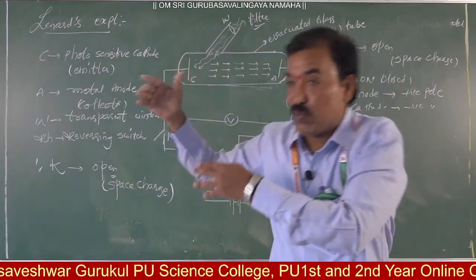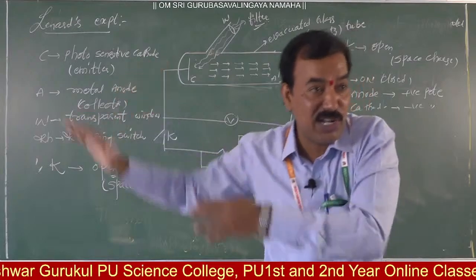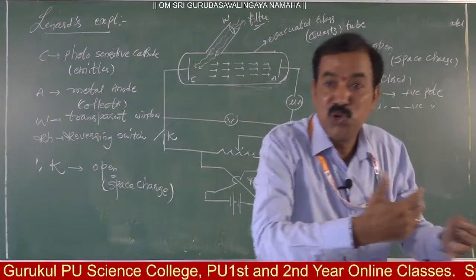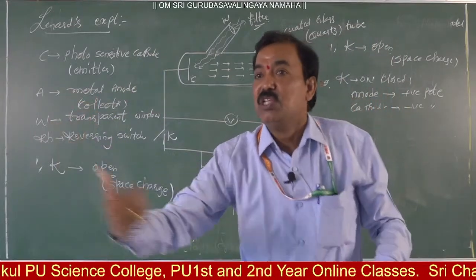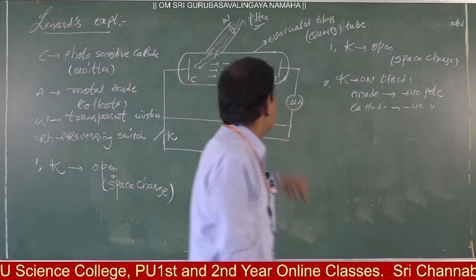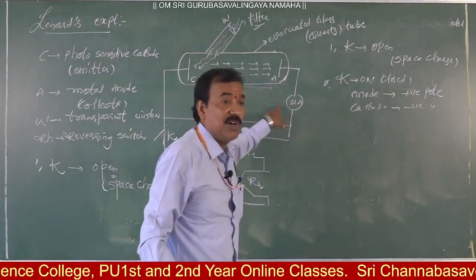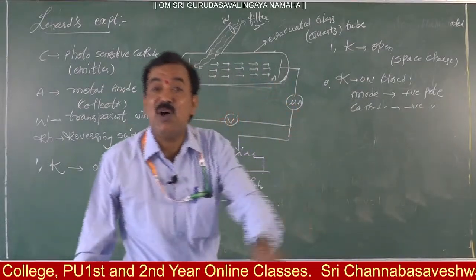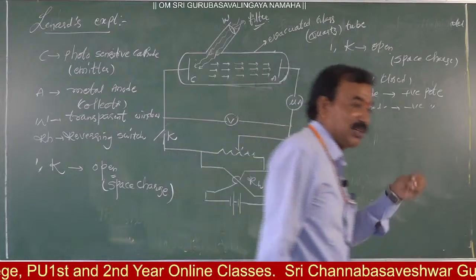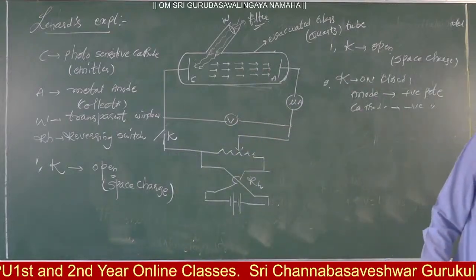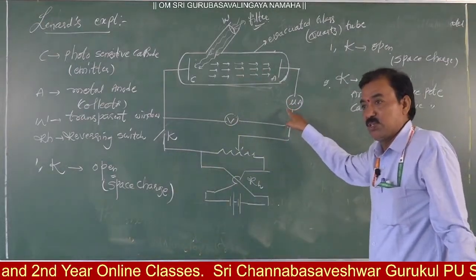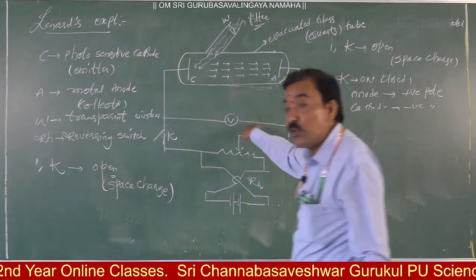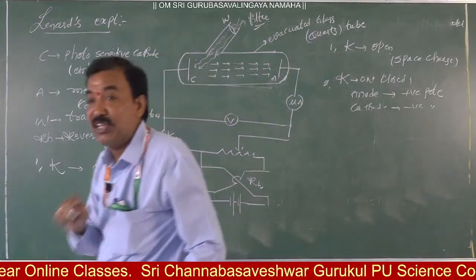Again, if the second door is open, some persons are coming, and what happens? They can move towards the second door. Same here, the anode is given a positive potential. What happens? Due to the attraction of this positive potential, the electrons can be moved towards the anode. So the photoelectric current increases.